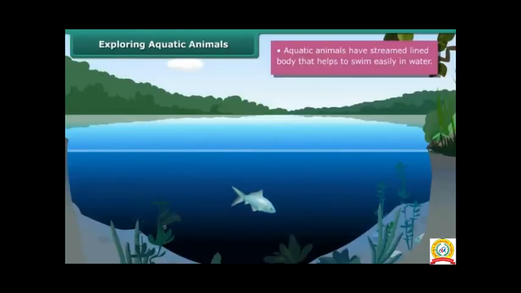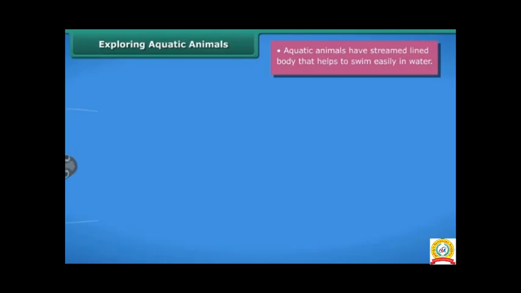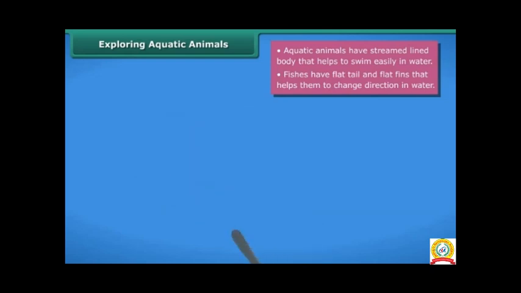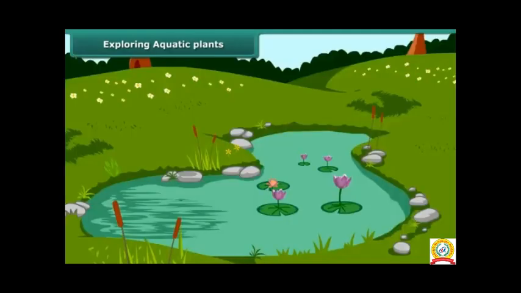Aquatic animals have special features and adaptations that help them to survive and live in aquatic habitats. Aquatic animals like fishes have a streamlined body that helps them to swim easily in water. Fishes have a flat tail and flat fins that help them to change direction in water. Fishes respire through gills. Students, you might have seen lotus floating in ponds and lakes.